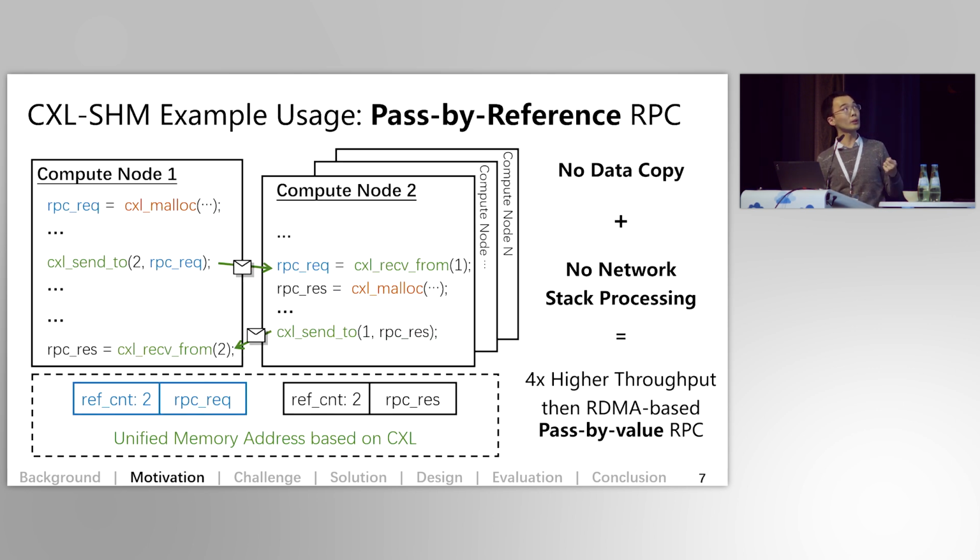As an illustration, based on our system, we build a pass-by-reference RPC system, which means that, as you can see, for transferring data, we do not need to copy the data payload from one node to another. We just need to exchange the reference, and we also avoid network stack processing. These two merits jointly lead to more than 4 times higher throughput than a traditional RDMA-based RPC system that needs to pass the value.